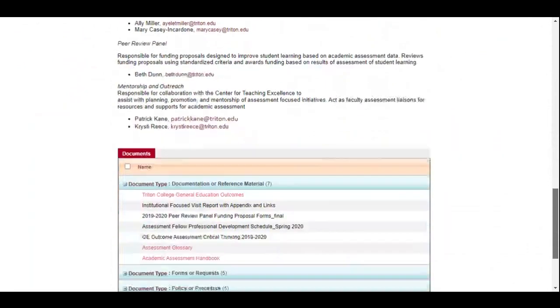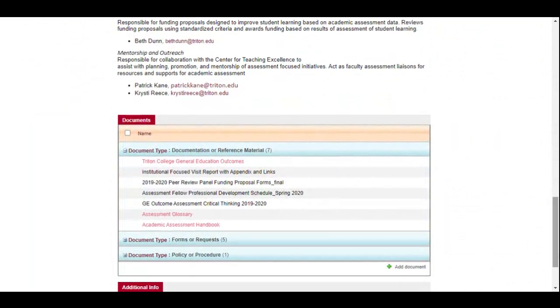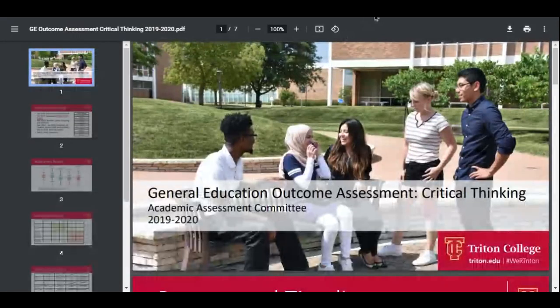But with the purpose of today really being about our general education, I wanted to at least show you that on our page we do have some documents related to our general education outcomes assessment. So you'll see there that it says general education outcome assessment critical thinking 2019-2020. And if I click on that, it probably won't show to you, so I will pull it up again. Oh, it did.